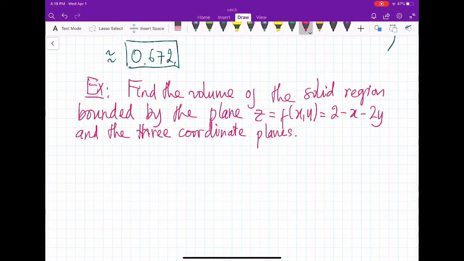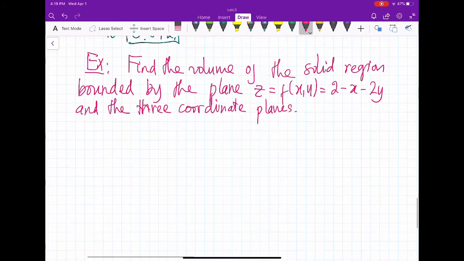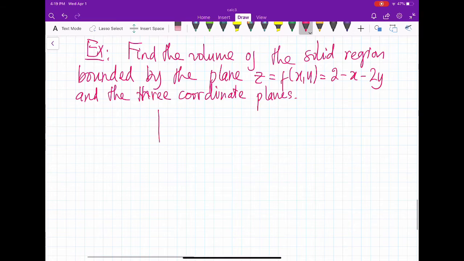In this example, we will find the volume of solid region bounded by the plane z equal to 2 minus x minus 2y and the 3 coordinate planes. Here's the picture. So you have x, y, and z, 0, x, y, and z.